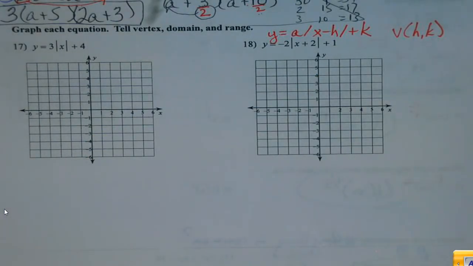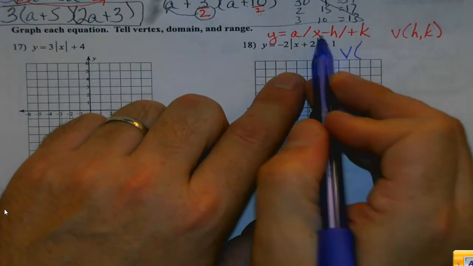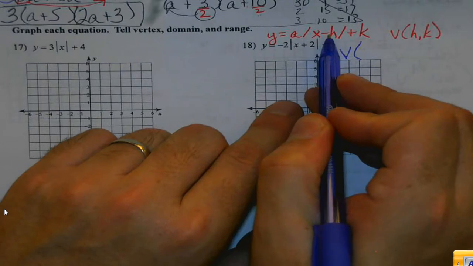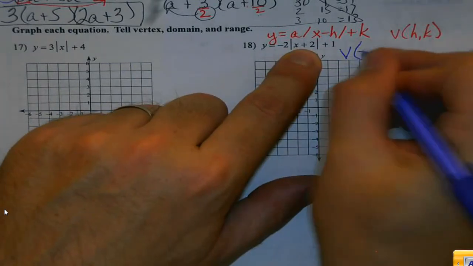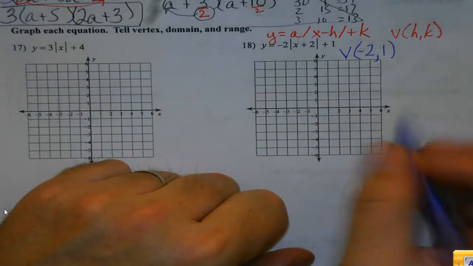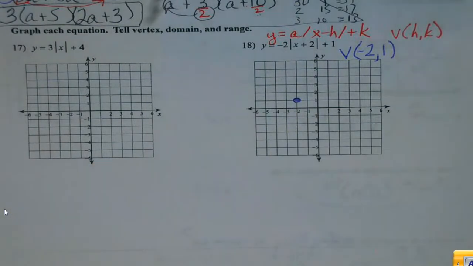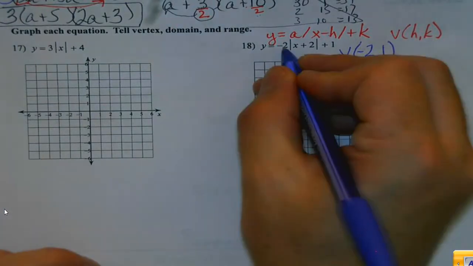So if that's the case, my vertex on this one, remember this is the opposite of h, so the opposite of 2 would be negative 2. And we keep this guy out here. So negative 2, 1 would be my vertex. Once I have that, I look at my a value.